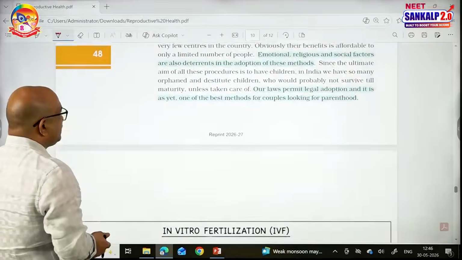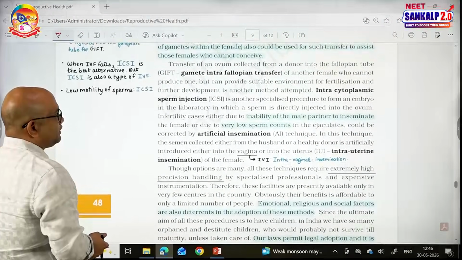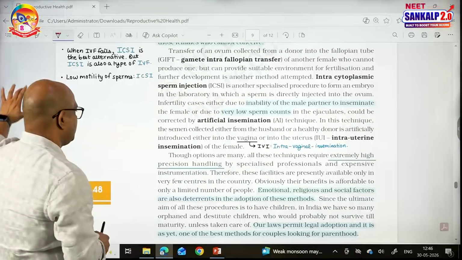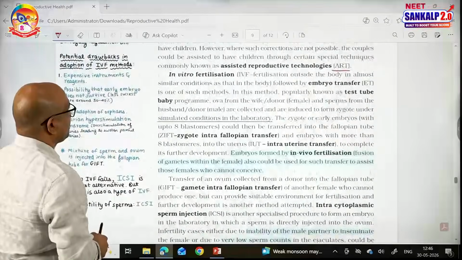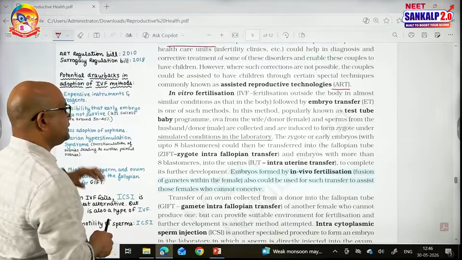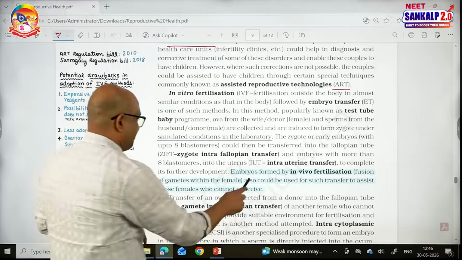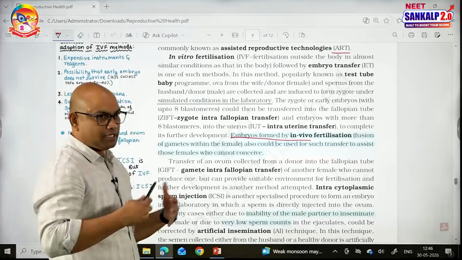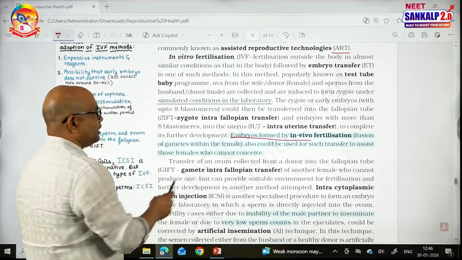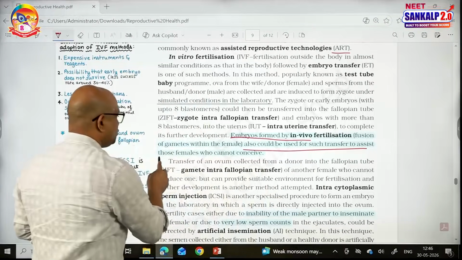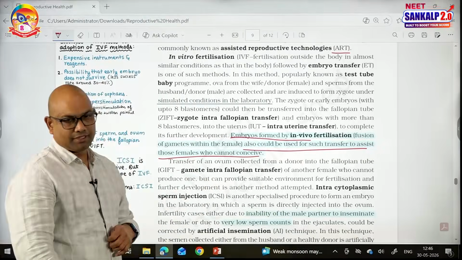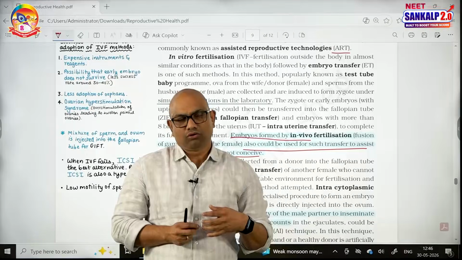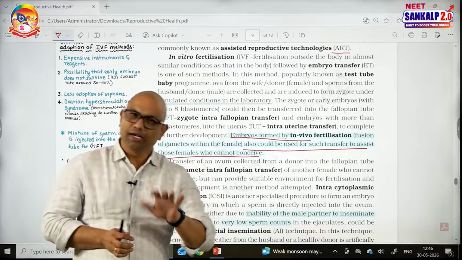This embryo transfer generally can be done after IVF, no doubt at all. But see this, embryos formed by in vivo fertilization, that means embryos formed inside the fallopian tube, also could be used for such transfer to assist those females who cannot conceive. But the point is, these embryos are transferred always to the donor or into another female.